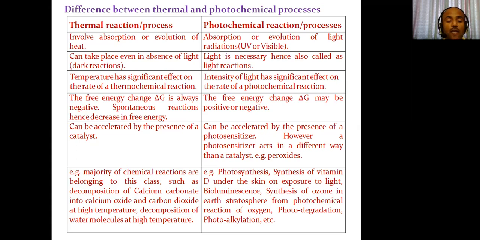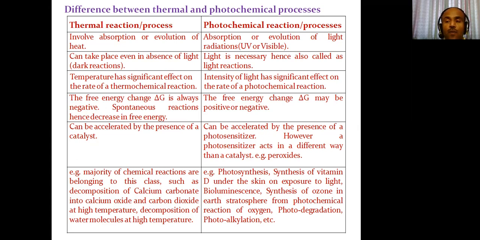Thermal reactions can be accelerated by the presence of a catalyst. In fact, the catalyst increases the rate of the reaction, and this is for thermal reactions. While for photochemical reactions, the rate can be accelerated by the presence of a photosensitizer. However, a photosensitizer acts in a different way than a catalyst.